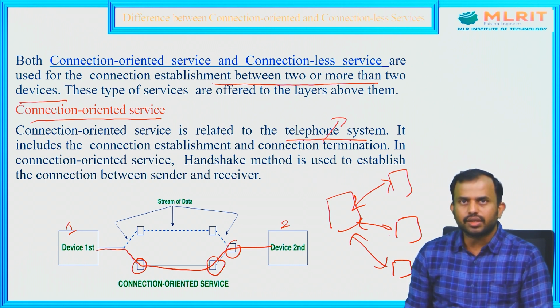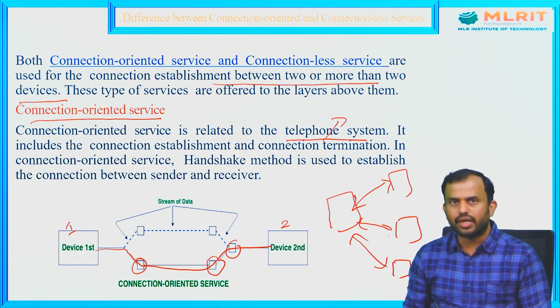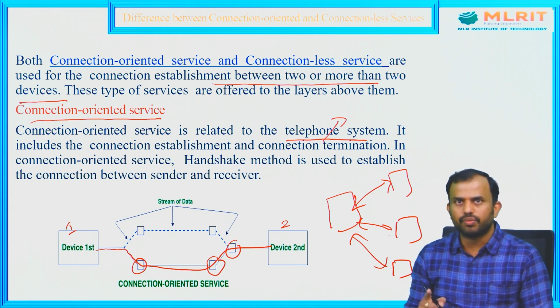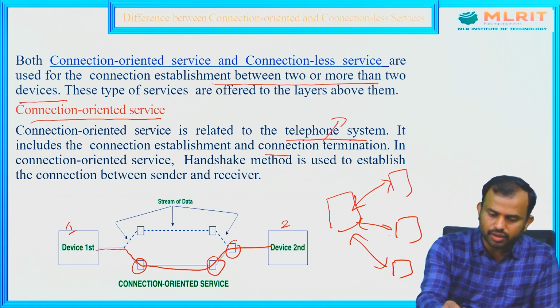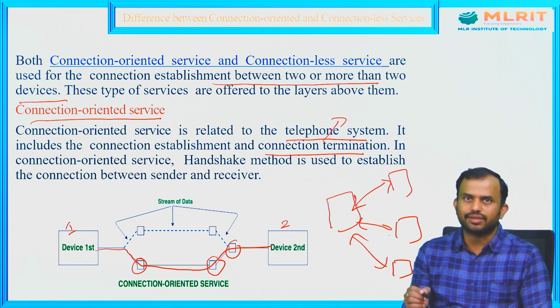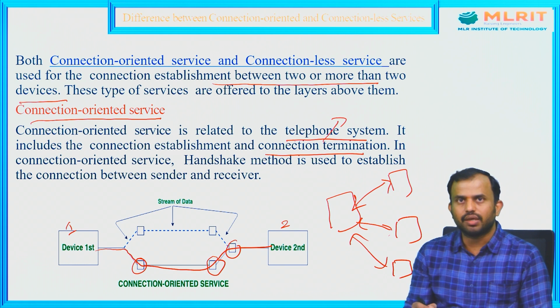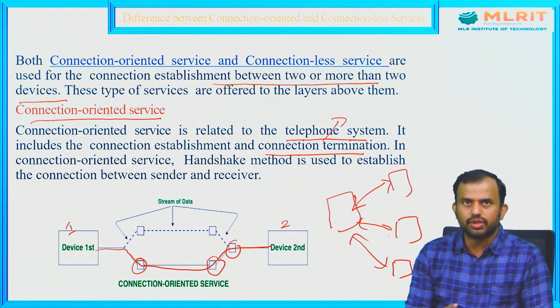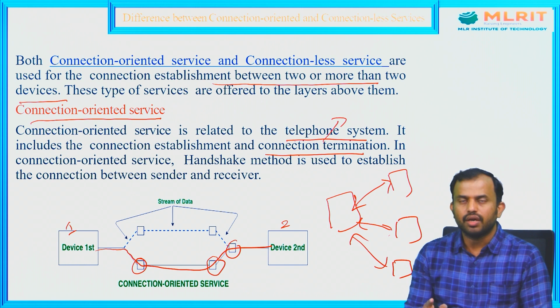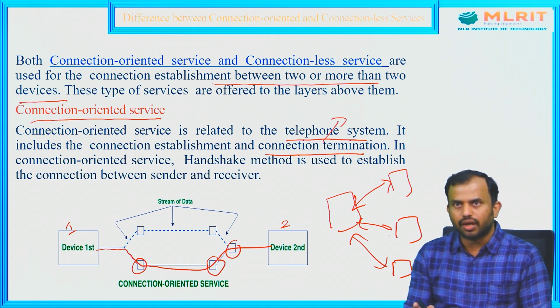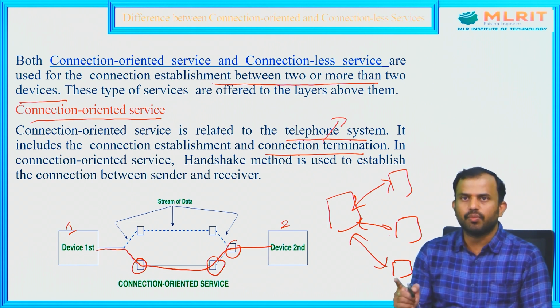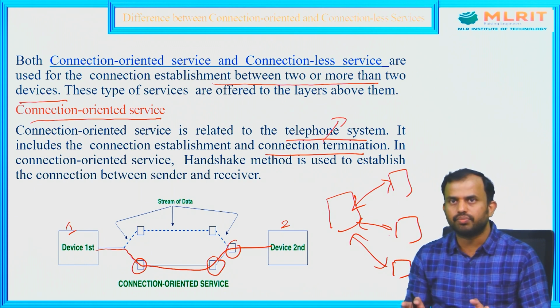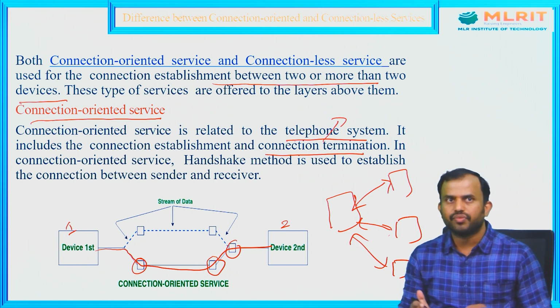In connection oriented services, once the connection is established, we can share the information, and then only can we terminate the connection. So connection establishment is very important, and at the same time connection termination is also very important. Once the information sharing is done, we can declare the termination and terminate the connection. Then only can we stop the communication between the source and destination.